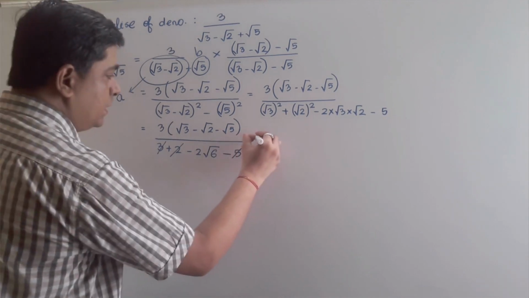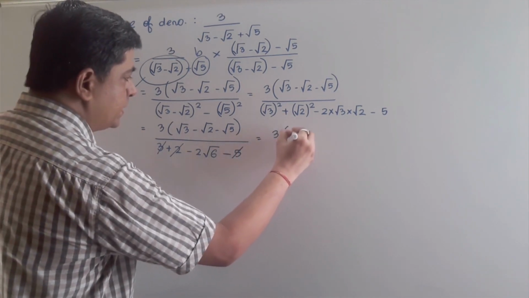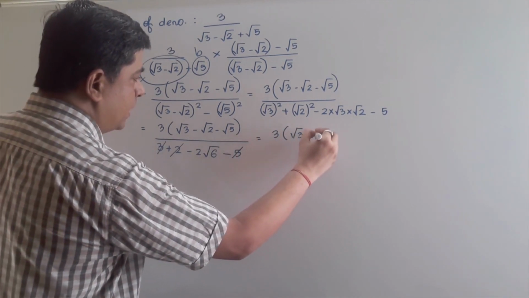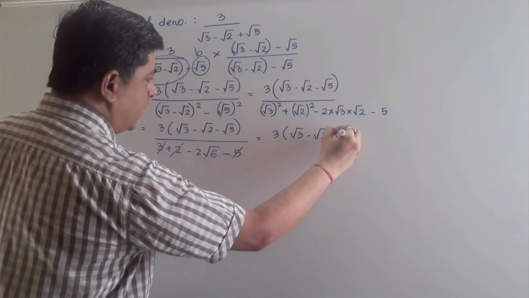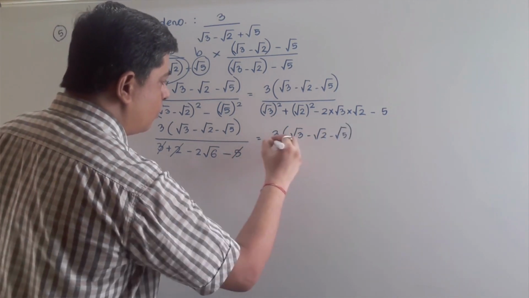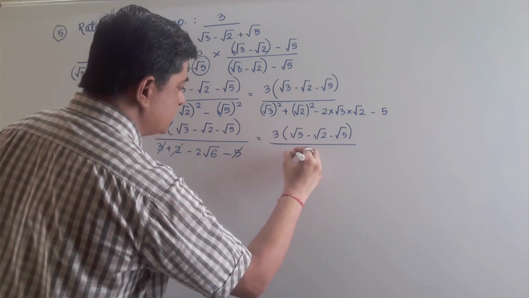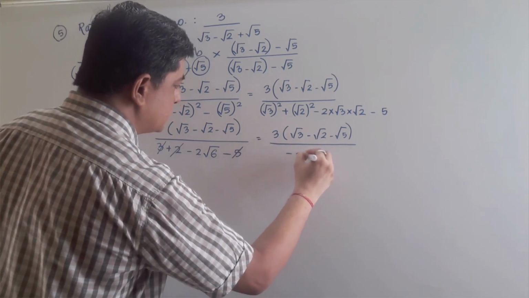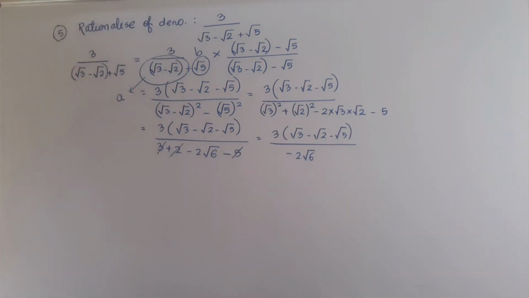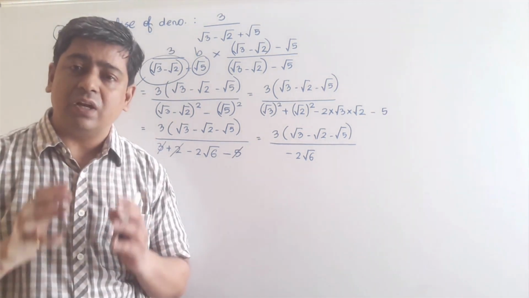So what will remain here? 3 into the bracket under root of 3 minus under root of 2 minus under root of 5, whole divided by minus 2 under root of 6. That much only remains, but still my denominator is not completely rationalized.